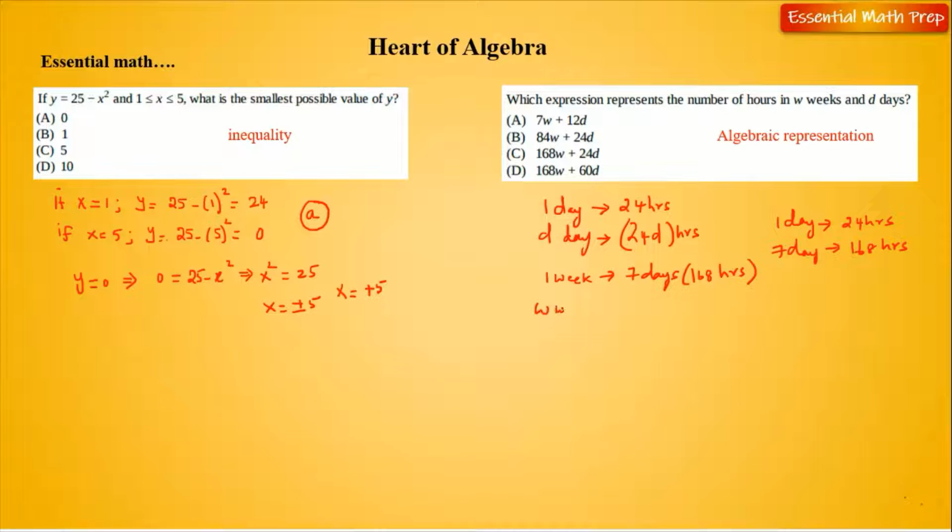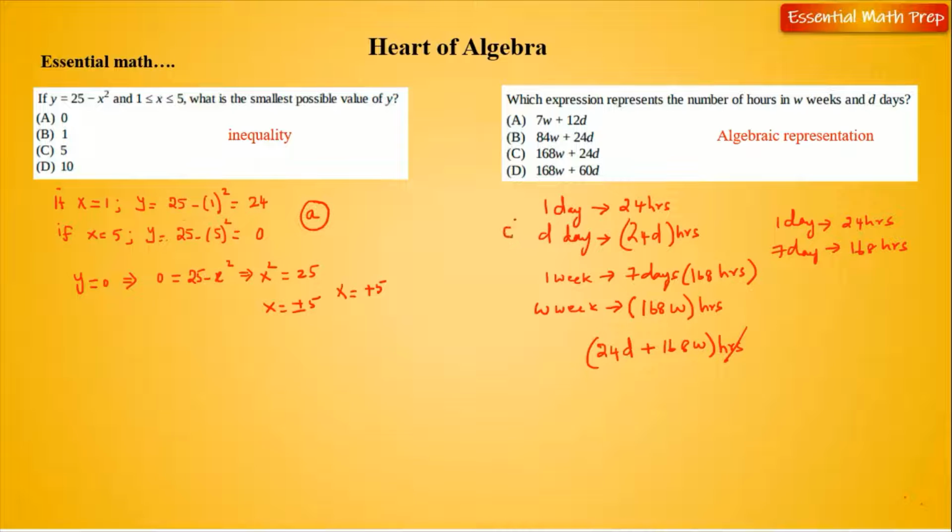So W weeks should contain 168W hours, and I'm going to leave the hours aside. Now to sum up the expression, it'll be 24D plus 168W hours. We can always edit out the hours just to make it look like how it appears on the screen. So the correct answer is C.